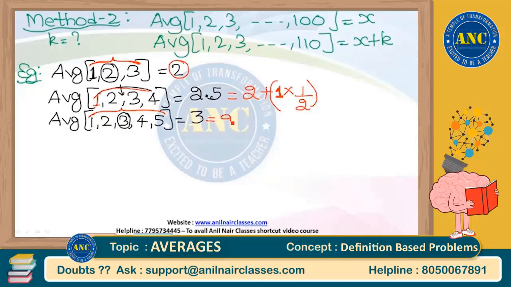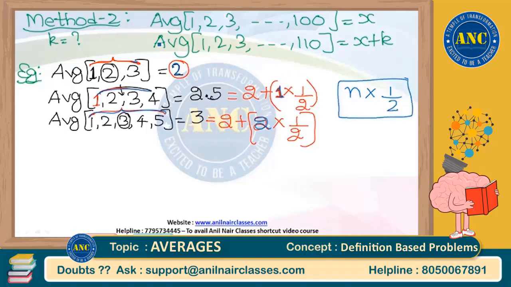Average I got it as 3. It is 2 plus, how many terms I increased? 2 terms. 2 plus 2 into 1 by 2. This is nothing but 3. I'll repeat again, sir. Original series is having 3 terms. Original average is 2. If I increase by one more term, it is 1 into 1 by 2. If I increase by 2 more terms, it is 2 into 1 by 2. If I increase by 3 more terms, it is 3 into 1 by 2. If I increase by n more terms, it is n into 1 by 2, right?